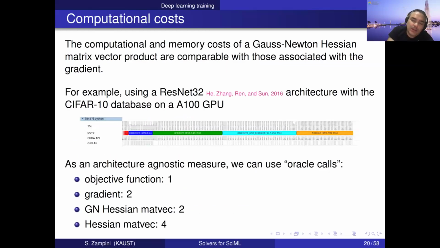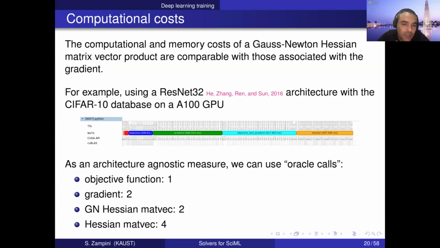That's why usually when people do second order solvers for machine learning, they don't compare the performance of the solvers with respect to time to solution, but using oracle calls. What is an oracle call? An oracle call is an objective function evaluation, because really what I want to do is minimize the objective function. So I say the objective function costs 1. A gradient costs 2, because to compute the gradient I have to differentiate the objective function, which means I have to go up and down the hierarchy.